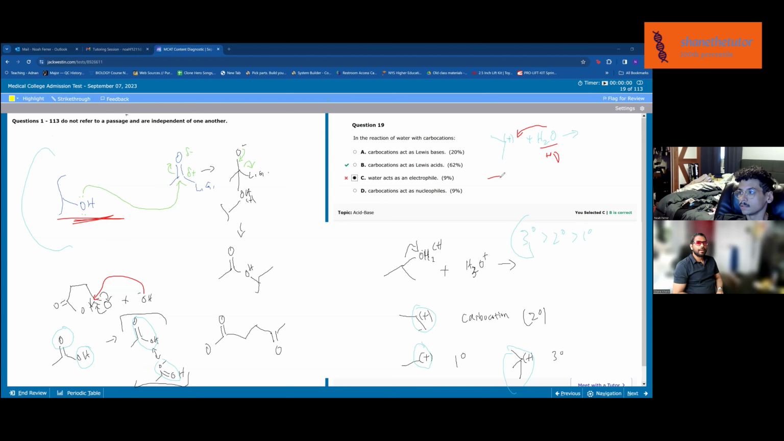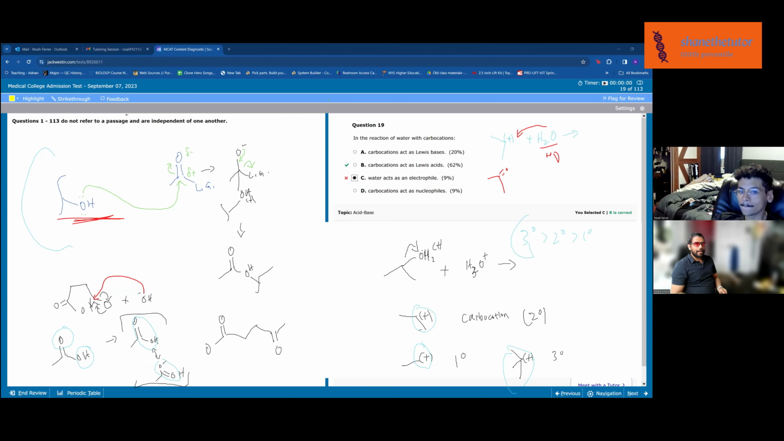And then this will end up having what do you call it? Carbocation, and water. And water could be a good nucleophile because it has that oxygen.